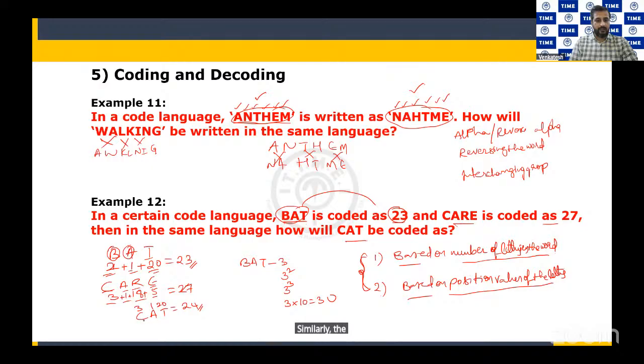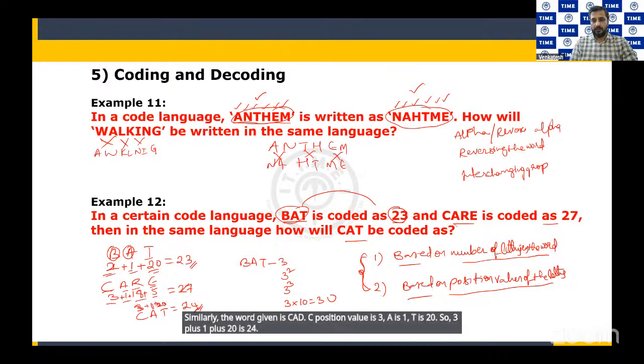Similarly, the word given is cat. C's position value is 3. A is 1. T is 20. So 3 plus 1 plus 20 is 24. I hope you are clear now, Abhirup.